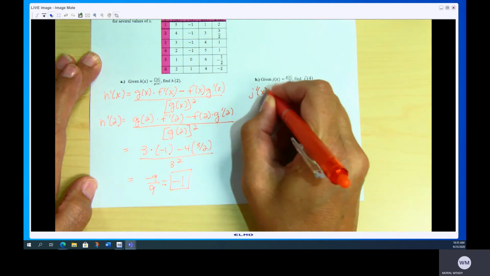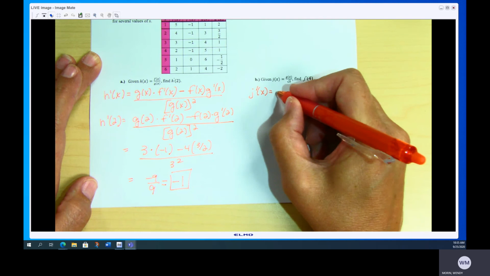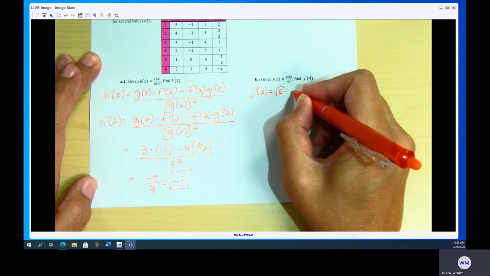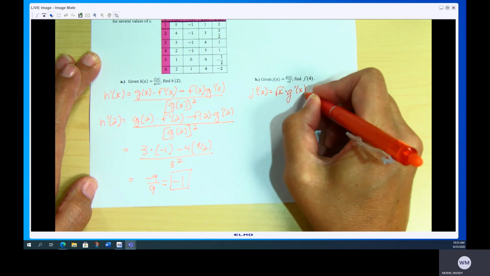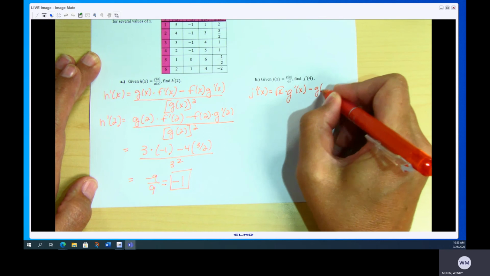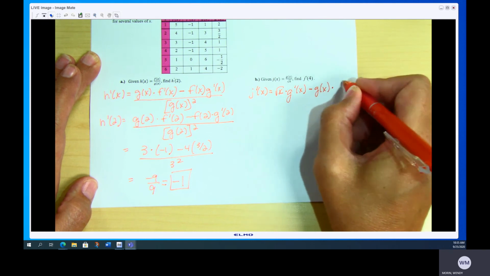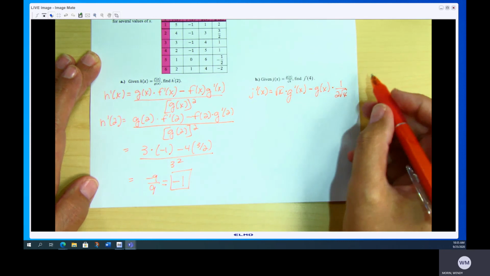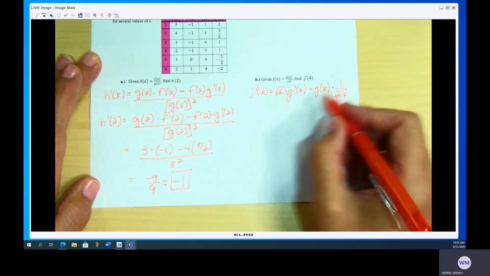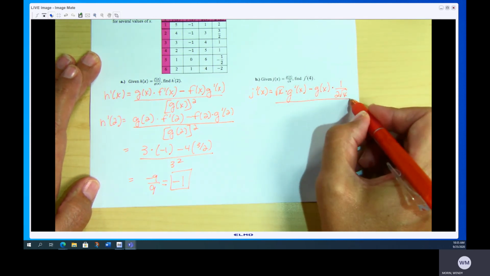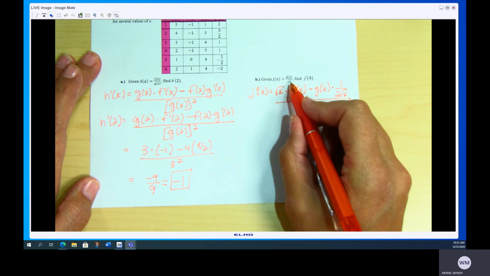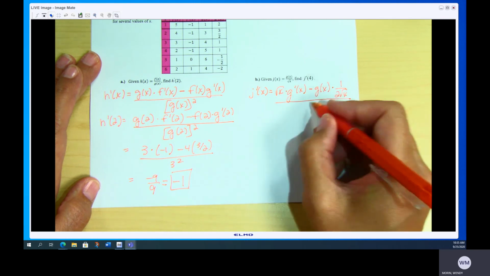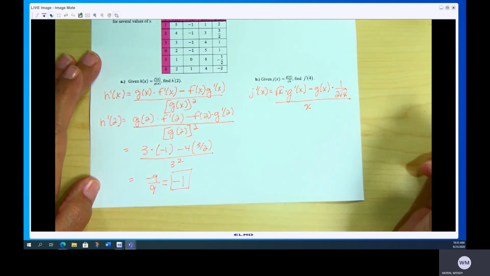j prime of x, the bottom times the derivative of the top minus the top times the derivative of the bottom. Again, square root rule, 1 over 2 square roots of x. Do not use the power rule. This square root rule will save you time. All over the denominator squared. When you square a square root, it goes away.